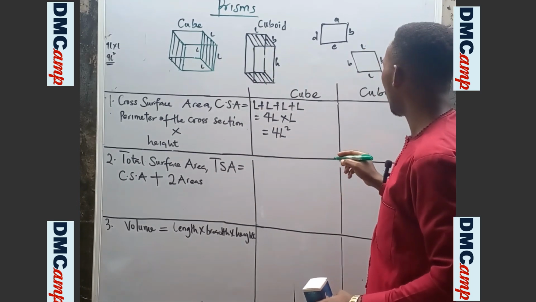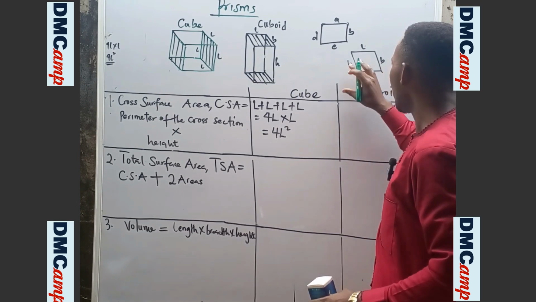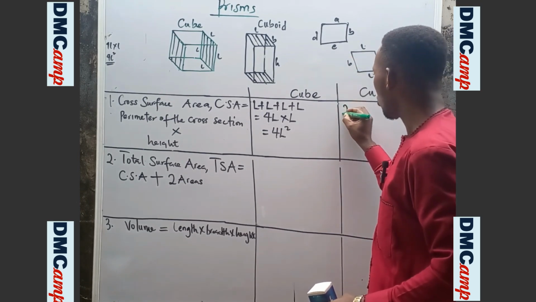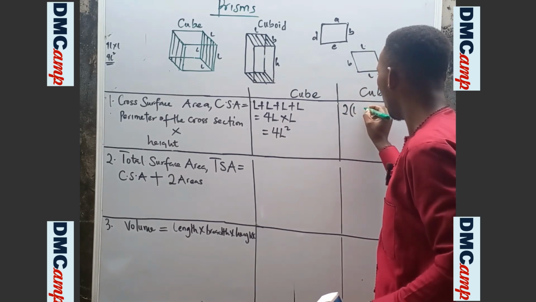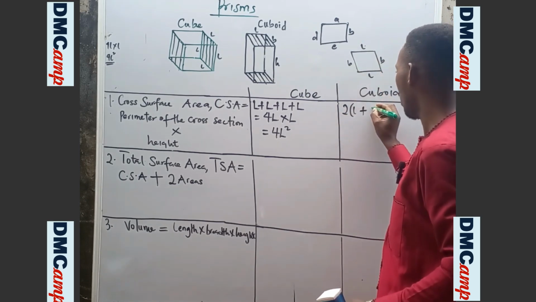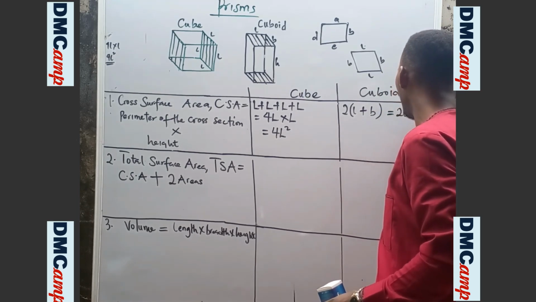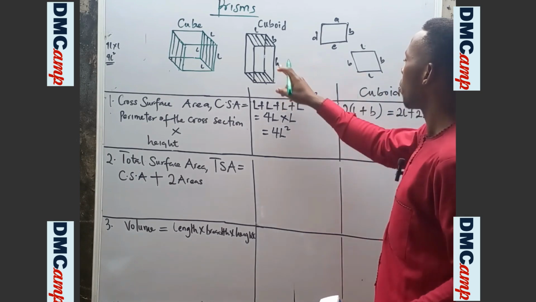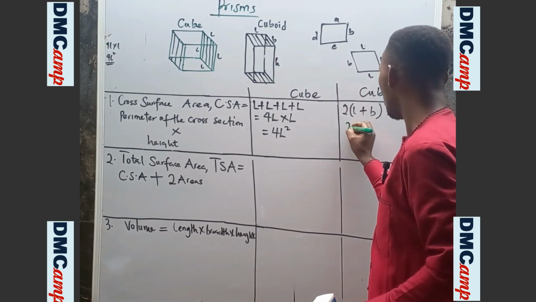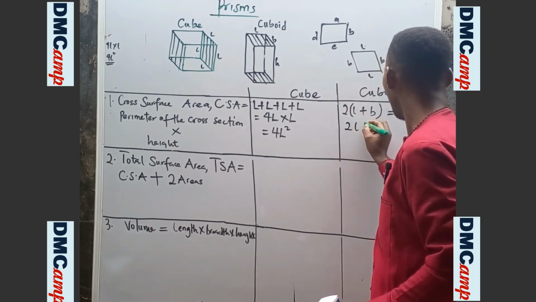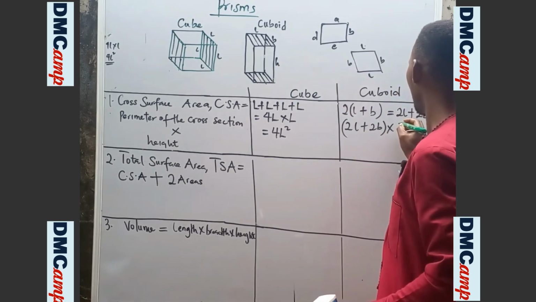Now, how do we get the perimeter of this? By adding this to this, to this, and this. So, instead of doing that, let's just say 2 of length, L, plus 2 of the breadth, B. By the time you add this together, you are going to have 2L plus 2B. Then multiply it by the height. Multiply it by the what? By the height, which is H.